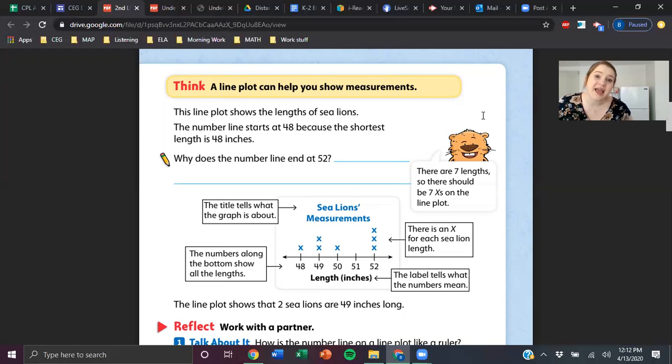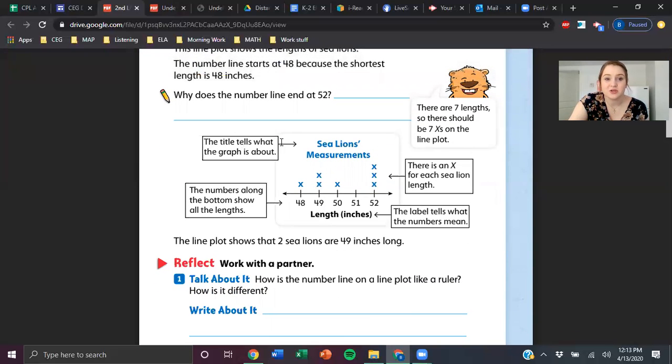If you asked 10 people how many brothers and sisters they had, and you were putting their answers on a line plot, how many x's would you have? 10. That's right. If you asked 8 people how many library books they had read this year, how many x's would be on your line plot? Good. 8 x's. Let's keep going.